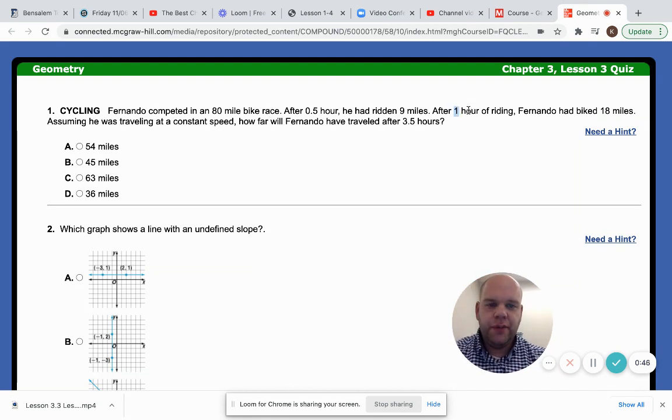So we can look at this and determine that he biked 18 miles. There's a way we can do this with slope-intercept form: 9 miles would be our y, half an hour would be our x1, and this would be our y1, this would be our x2, and this would be our y2. So we could do 18 minus 9, which is 9, and 1 minus 0.5, which is 0.5. So it'd be 9 over 0.5. Can't have a decimal in the denominator, so we'd multiply the whole thing by 2 to get 18 miles per hour, right? So at 18 miles per hour is how fast he's riding.